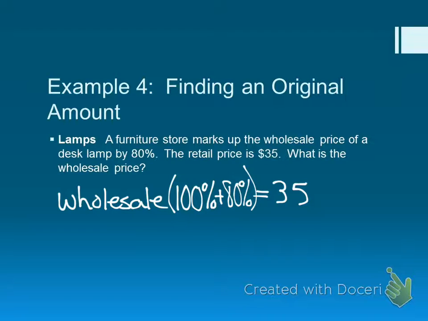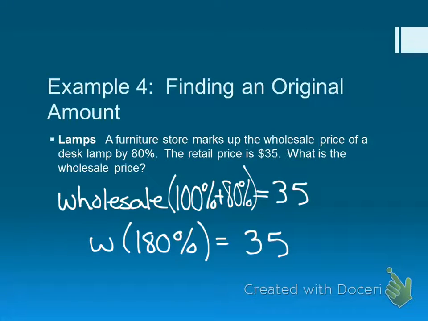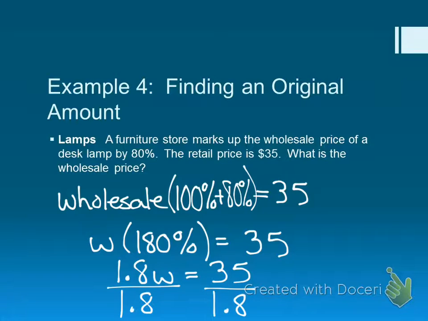So now, what's 100 plus 80? It's 180%. So let's come up with a variable for wholesale. What do you want to use for wholesale? A W? So W times 180% equals 35. All right, well, what did we do before we can divide? What do we have to do to our percent? Change it to a decimal. And I need to write my number first. Okay, so it's going to be 1.8 W equals 35. And how do I solve for W? Divide by 1.8.